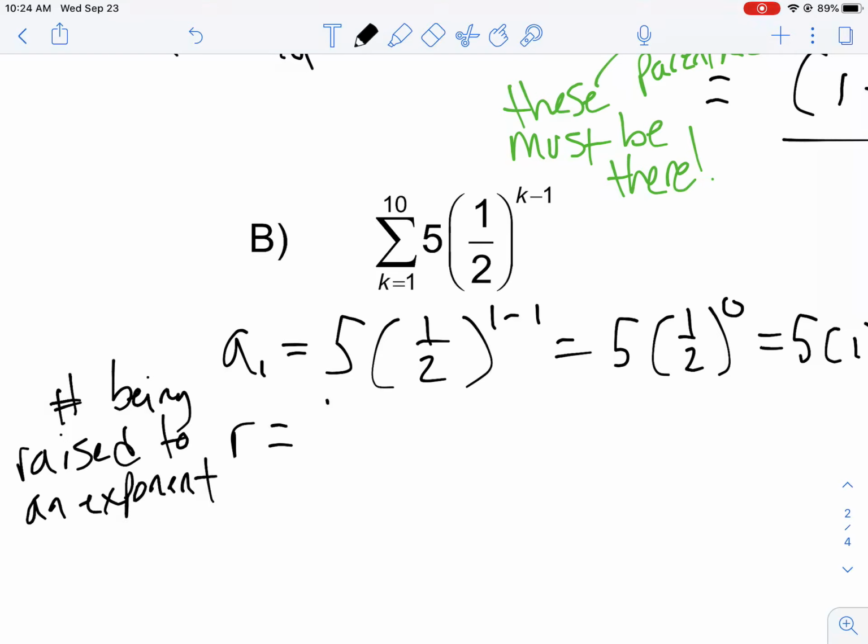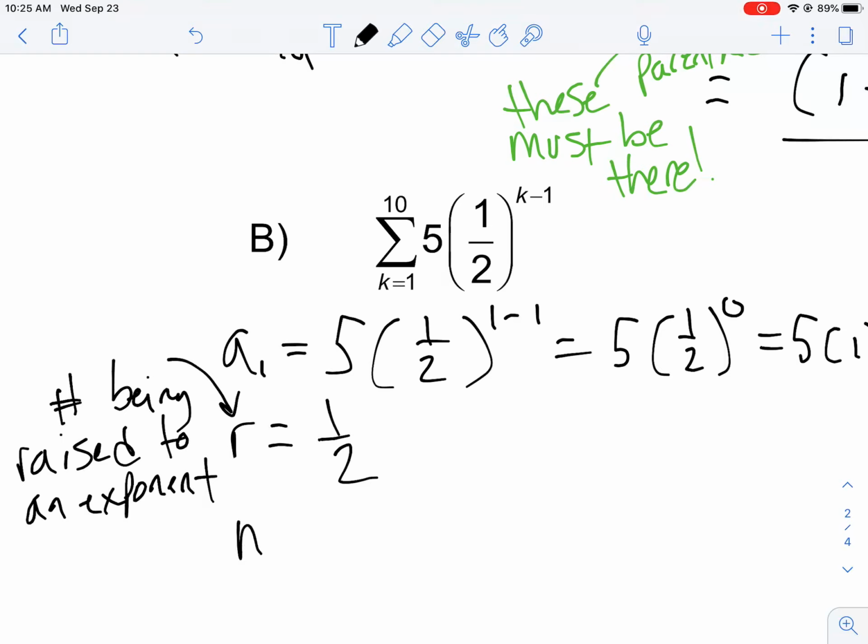The reason why we don't grab the 5 here is because 5, by order of operations, is outside of the parentheses for the exponent. Okay, order of operations takes care of the exponent first before it even touches the 5. So your common ratio is 1 half. So it's being brought to that repeated multiplication, brought to the exponent.